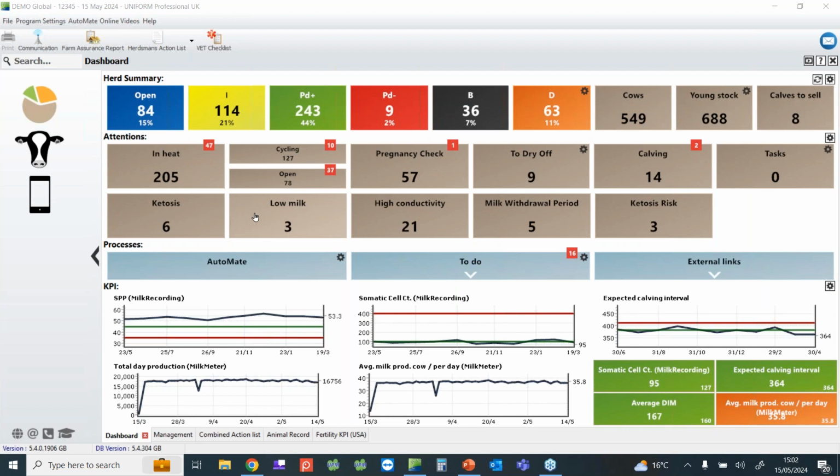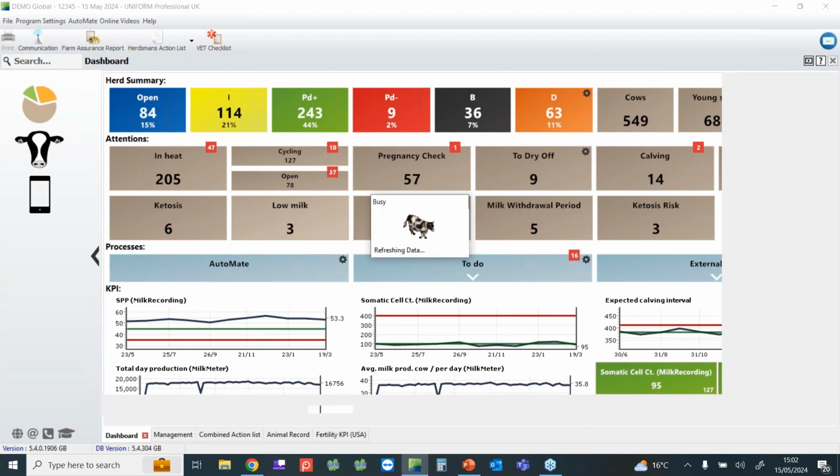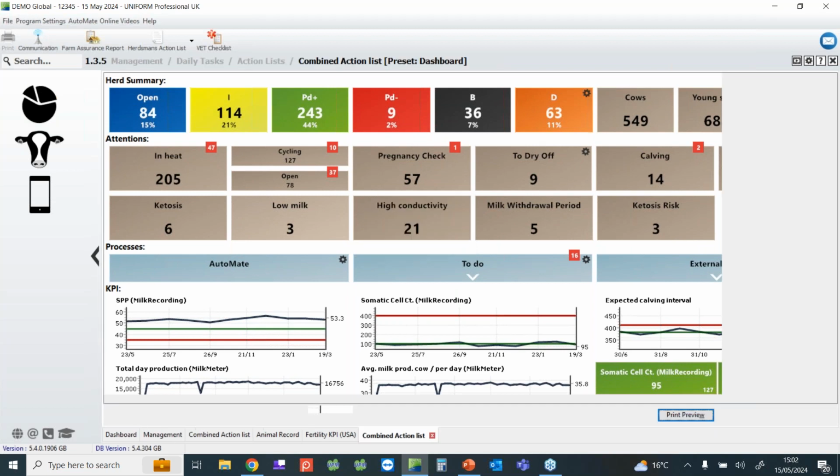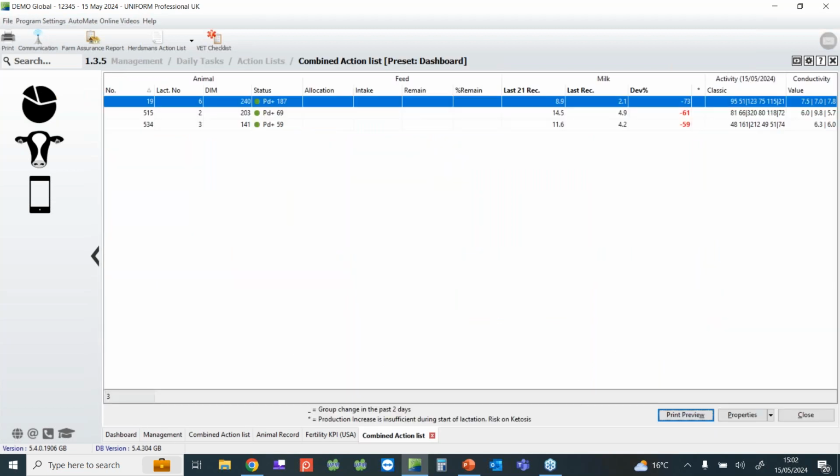We look at basically the average of the last 21 recordings, and if we just click on that, it will then show us the production over the last 21 individual recordings, and then the production on the last recording, and then we can see the percentage deviation. So it's a really handy report that we can run after the milking just to highlight any cows that have problems. Maybe they kick the units off, but it could be something else as well.